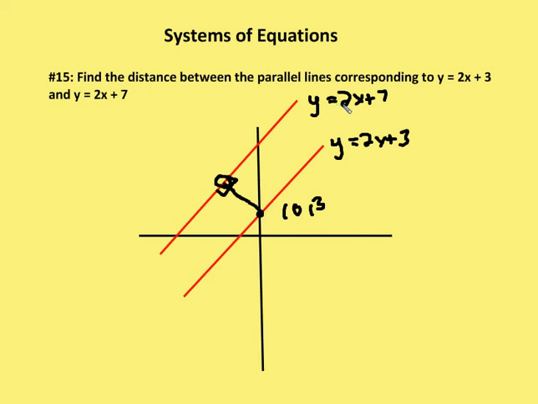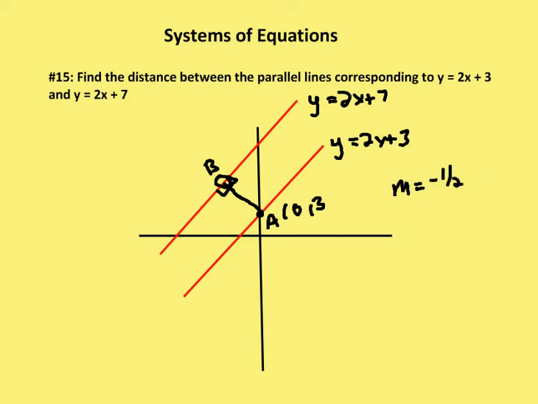So we know again that the slope of this line, let's just call it A to B for now, the slope of A to B is going to be the opposite reciprocal of the slope of y is equal to 2x plus 7. So we know our slope is going to be -1/2.